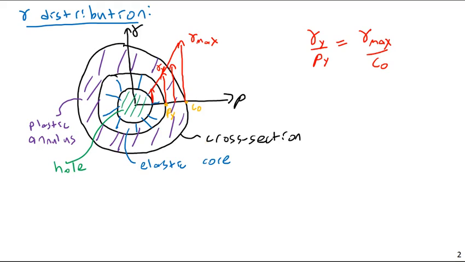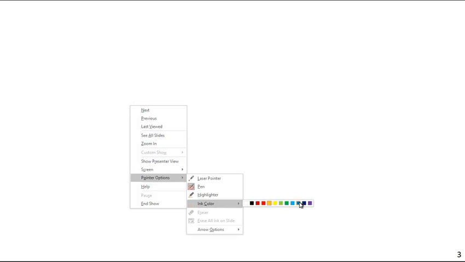So that is the gamma distribution. What about the tau distribution? What about the stress? We've looked at strain. What about stress here?